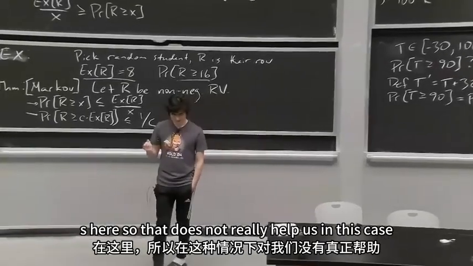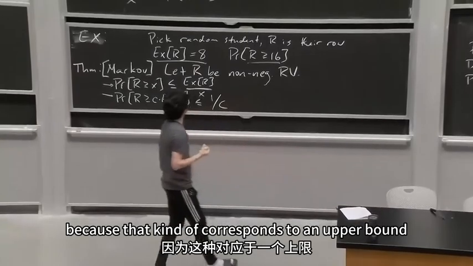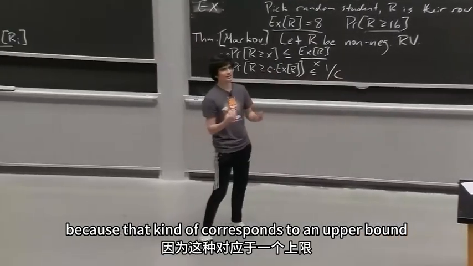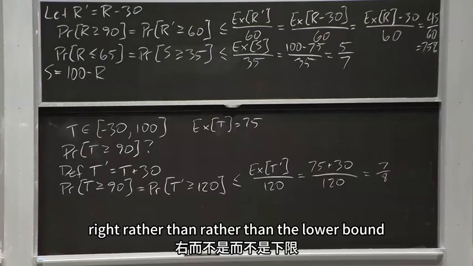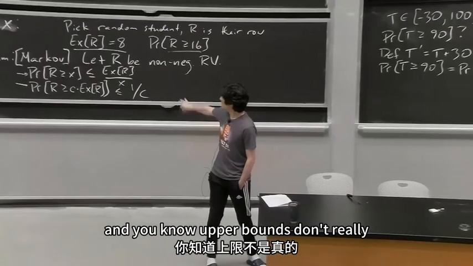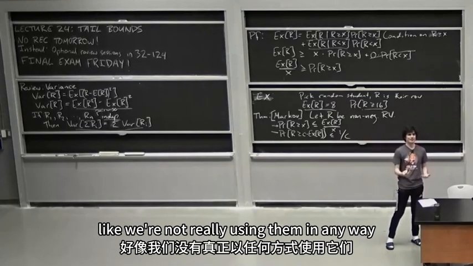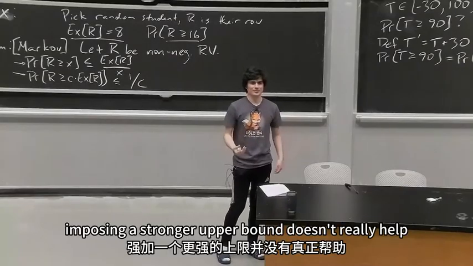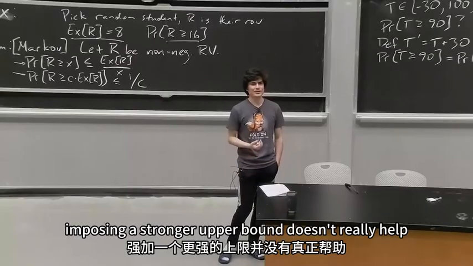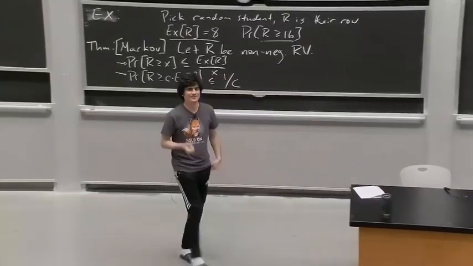So that does not really help us in this case, because that kind of corresponds to an upper bound, right, rather than a lower bound. And upper bounds don't really appear in the proof of Markov. We're not really using them in any way. So imposing a stronger upper bound doesn't really help. Does that kind of answer your question? Okay, cool.